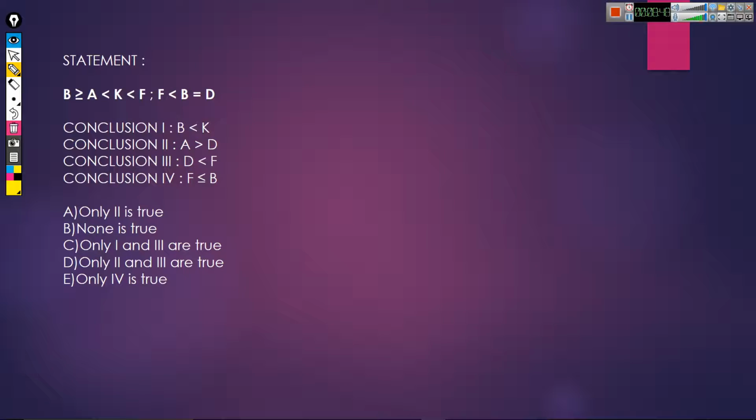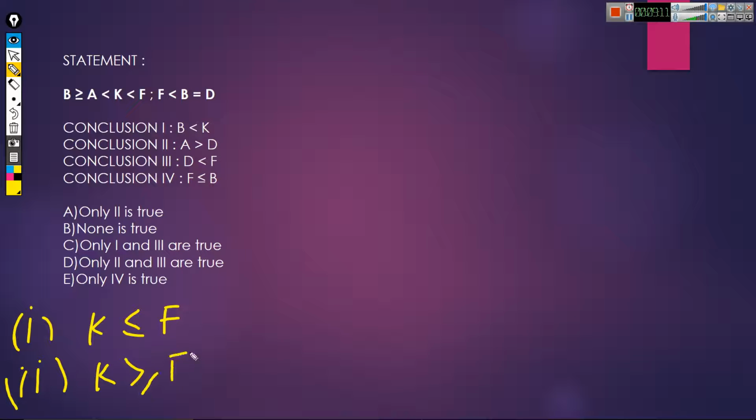Before proceeding to coded inequality, I would like to tell you one more thing about the either-or case. So suppose there is a conclusion number one: K is less than equals to F, and second: K is greater than equals to F. Okay.